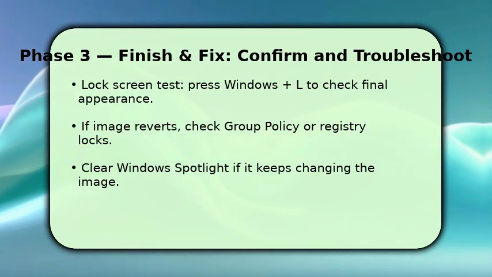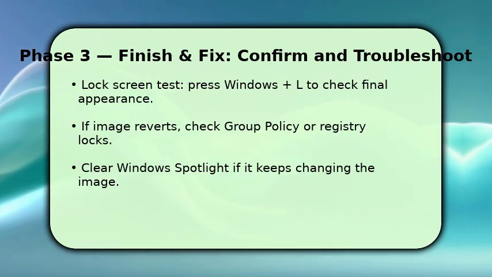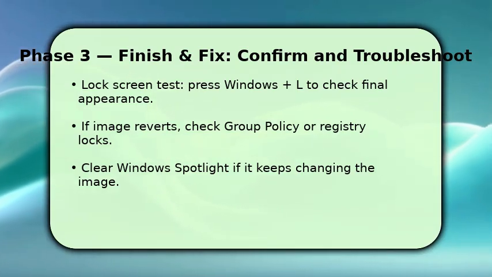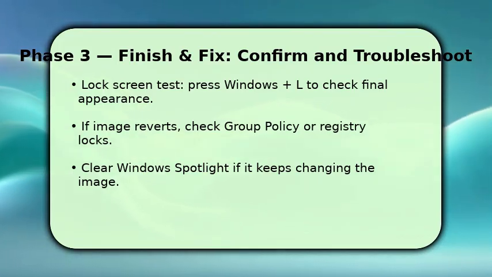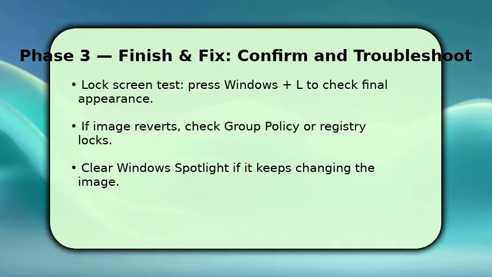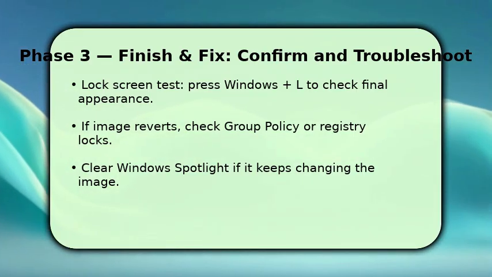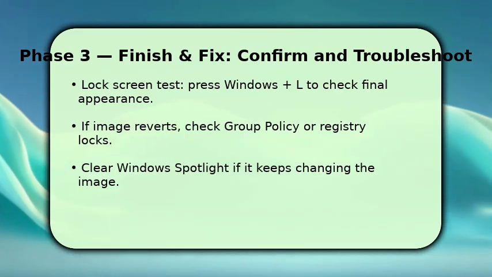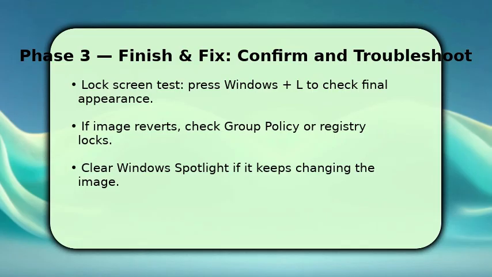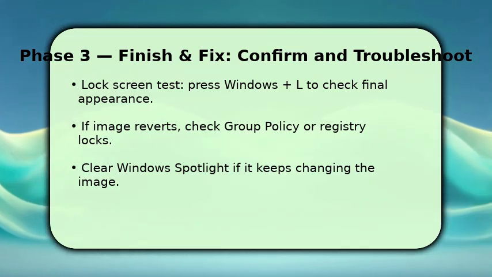If the photo reverts or Windows Spotlight replaces it, switch the lock screen setting from Spotlight to Picture and reapply your image. If an enterprise or group policy prevents changes, contact your admin or check the local group policy editor under Administrative Templates. Make sure policies aren't enforcing a default. Finally, restart if needed. That often resolves caching conflicts with the lock screen image.